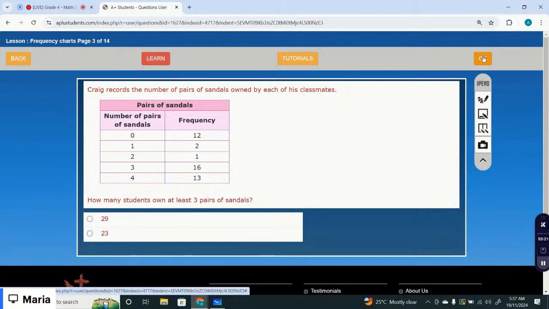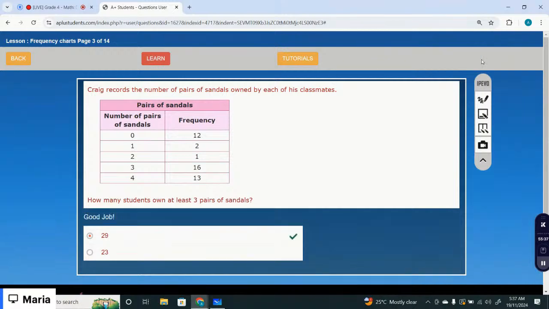At least three pairs of sandals, right? At least three, and at most it could be any, right? So you need to add the frequency of 3 and 4. That makes 29 again. Option number one is the correct option.